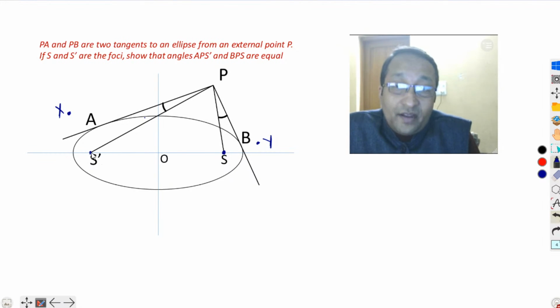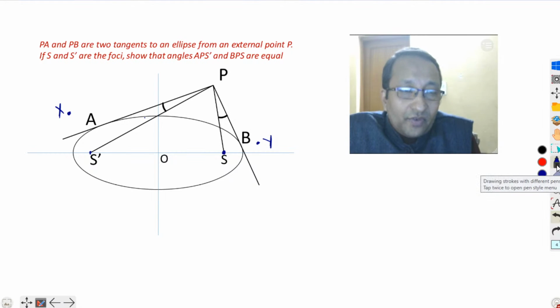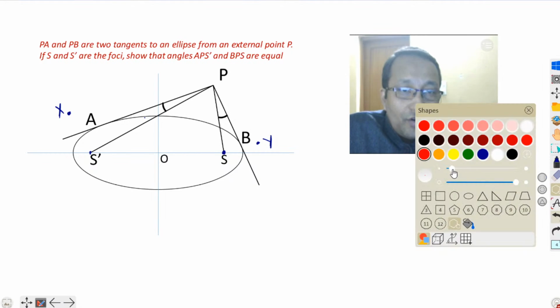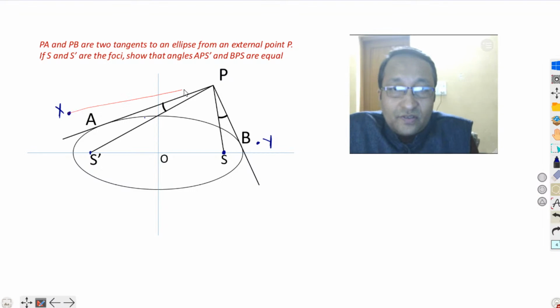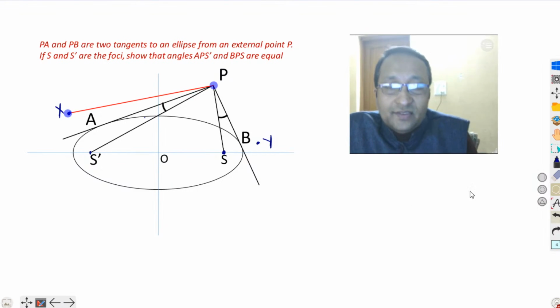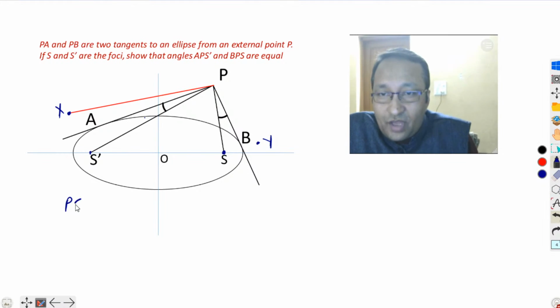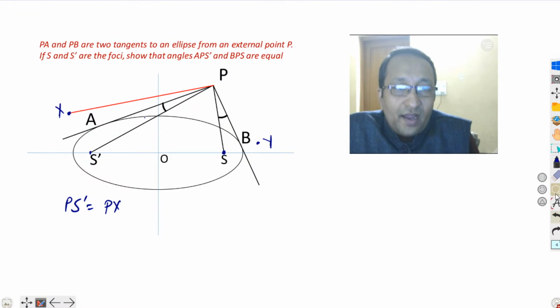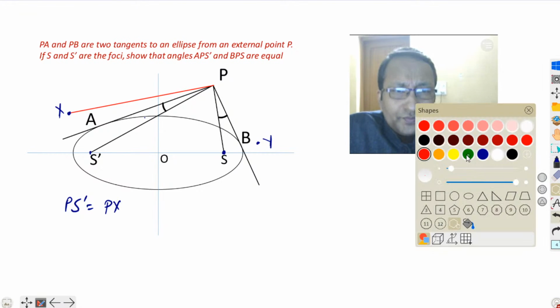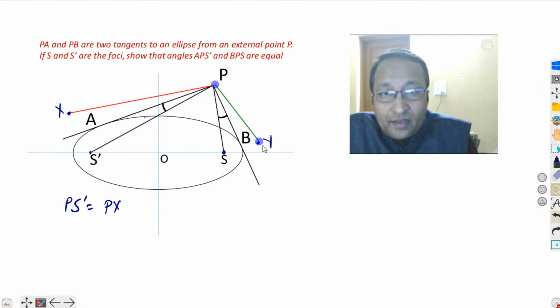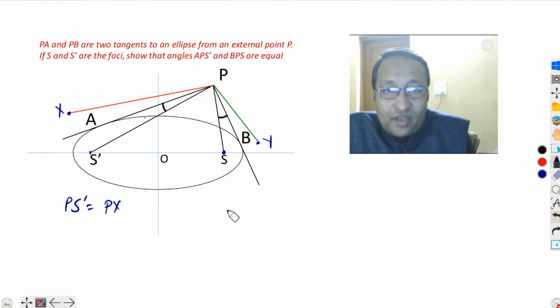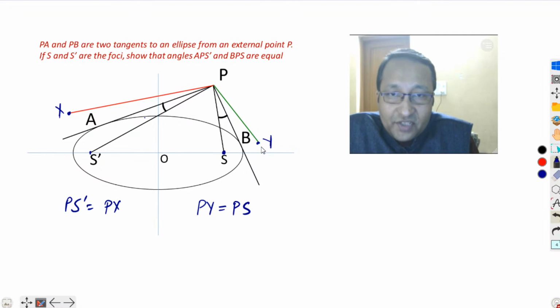Now, if X is the mirror image of S dash, can I not comfortably assume that the lengths PX and PS dash are both equal, obviously, because this is the mirror image? At the same time, I have taken a mirror image of S in the other tangent PB. Let me call that PY. So can I not assume that PY is as good as PS, because they are mirror images?